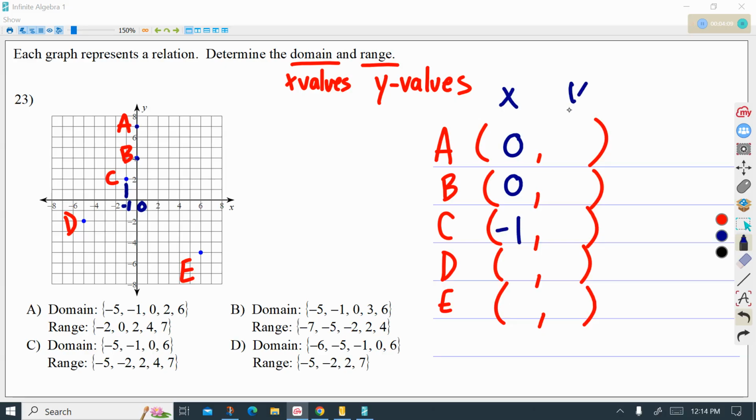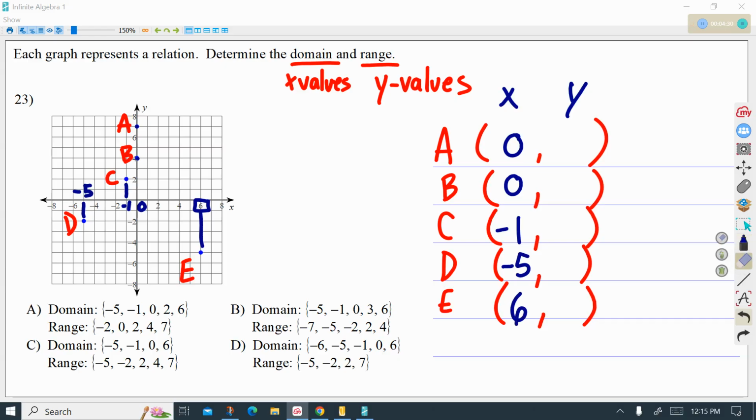Again, these are in order, right? The first number has to be the x coordinate. So on D, I'm going to follow up to the x-axis, and I see that right there, that's -5. So the x coordinate of D is -5. Now for E, I'm going to follow this up to the x-axis, and as we saw earlier, that's at 6. So the x coordinate of E is 6, okay?